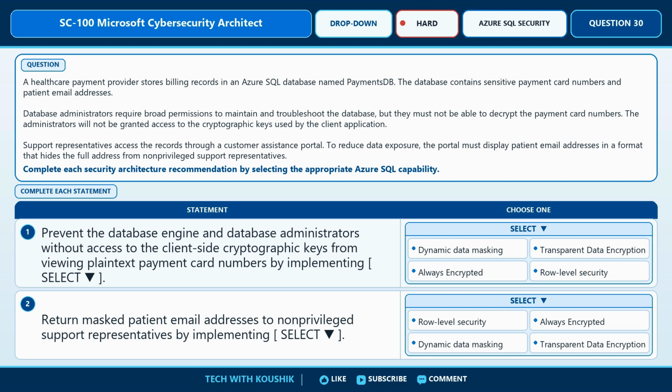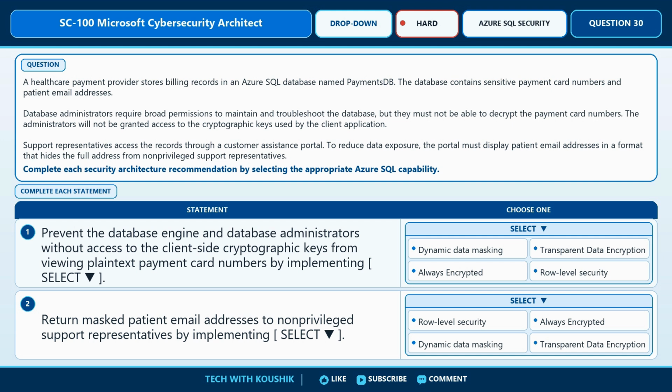Statement 1. Prevent the database engine and database administrators without access to the client-side cryptographic keys from viewing plaintext payment card numbers by implementing the blank. The choices for Statement 1 are: dynamic data masking, transparent data encryption, always encrypted, or row-level security.